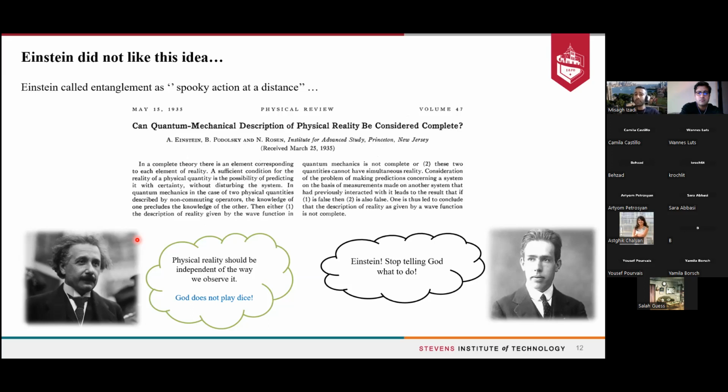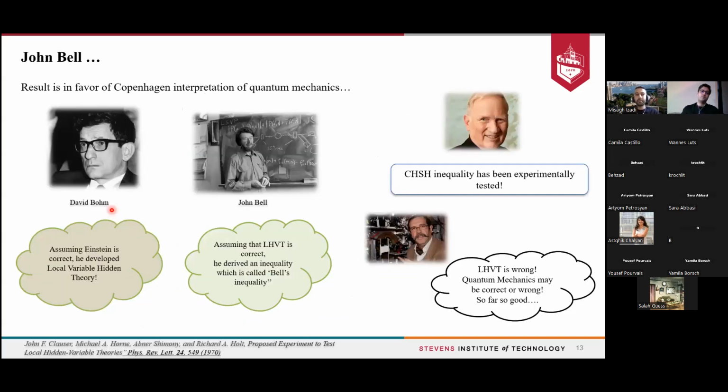That is the reason he and his postdoc, Nathan Rosen, and Podolsky in Princeton, wrote this paper after Schrödinger, and they discuss in this paper that our observation cannot change the reality we measure. And later, he showed his dissatisfaction with quantum mechanics with the famous sentence that God doesn't play dice. And Niels Bohr, the famous Danish physicist who was a fan of quantum mechanics, told Einstein, stop telling God what to do. In this paper, they introduced entanglement: Einstein, Podolsky, Rosen.